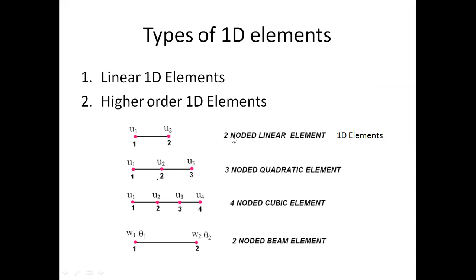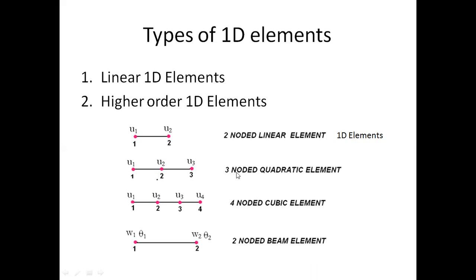In linear 1D elements, there are two nodes, one at each end, means at the first and second it's connected with the elements. It's a 1D element with two nodes, node 1 and node 2. For higher order 1D elements, there are three nodes, four nodes, then five nodes, then nodes with angles. It's a beam element. It's also a higher order 1D element.